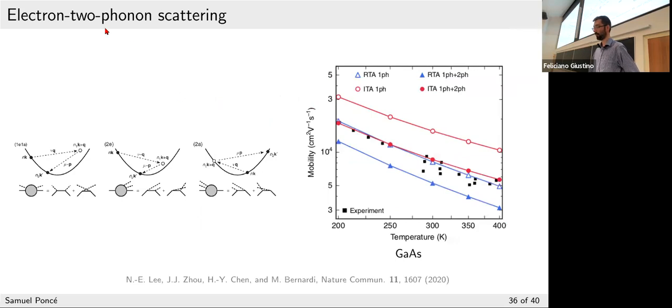If you include higher order scattering, so this is electron-two-phonon, but you could also have electron-three-phonon. There are many different scatterings you could consider. But apparently, here in the case of gallium arsenide, by including electron-two-phonon scattering, you significantly reduce the mobility. So you go from this line here, where you have the normal ITA, the iterative Boltzmann transport equation, to the one here if you include two phonons. So you drastically reduce the mobility, and in some cases it's very important to reproduce experiments.